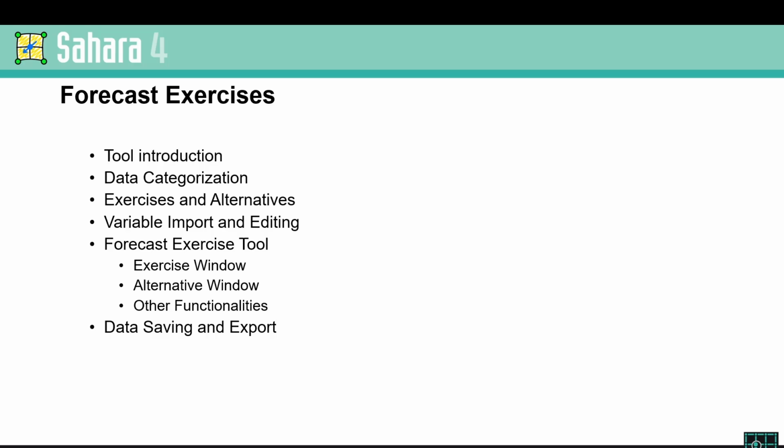We are going to talk about how the information has to be organized for it to be understood by Sahara, how we can edit it before the importation. Then we are going to go inside Sahara and show the forecast exercise tool and the different windows that we have, the different options. We are going to have an exercise window and an alternative window. We are going to show the different functionalities that they have, and also the different visualization tools that we may have inside each window.